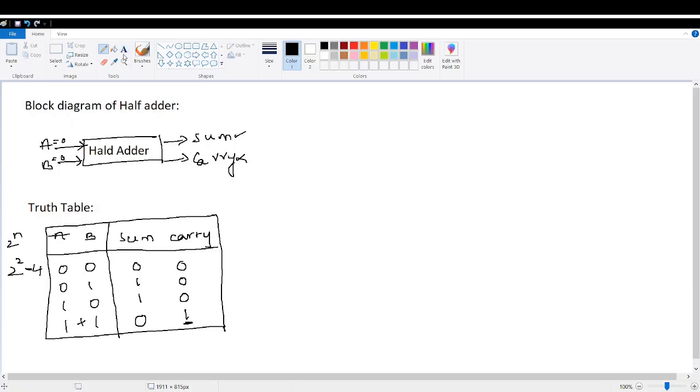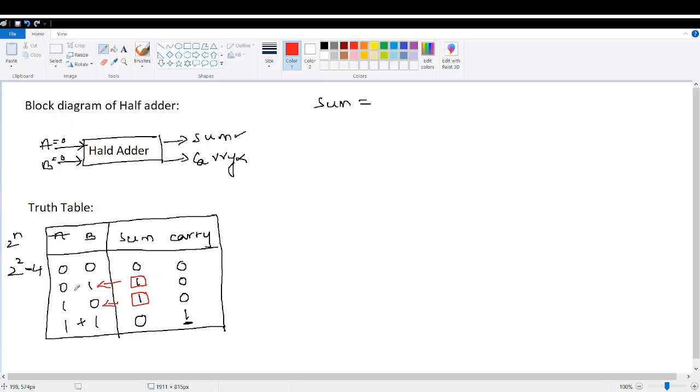Now after that, we have to write the output expressions, right? Sum expression and carry expression. First of all, let me write the sum expression. So sum is equal to... Now how to write the sum expression? For whatever input combinations the sum is high, I will consider only those combinations. So here if you see, for 0 1 the sum is 1, for 1 0 the sum is 1. So I will consider 0 1 and 1 0.